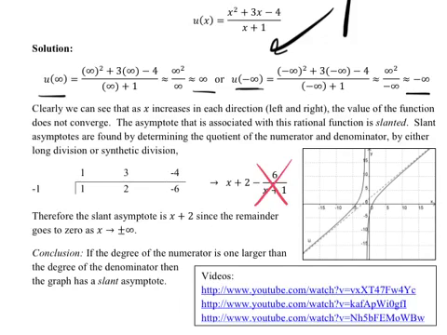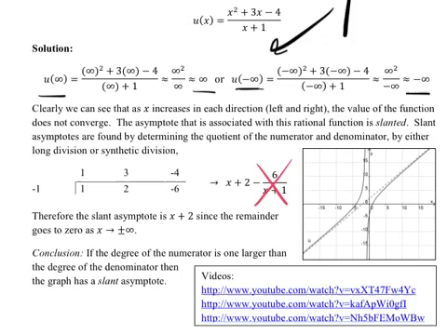So our conclusion is that if the degree of the numerator is 1 larger than the degree of the denominator, then the graph has a slant asymptote. It can be cubic up top and quadratic down below. It can be to the fourth power up top and to the third power down below.